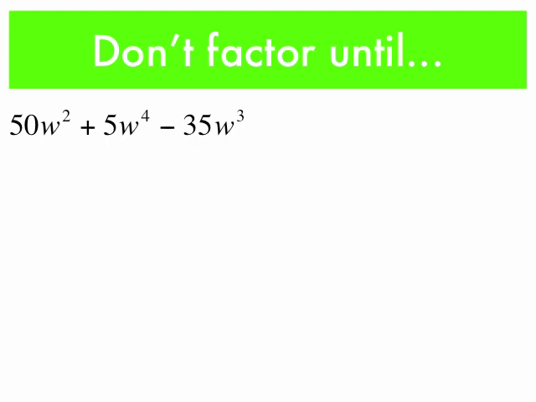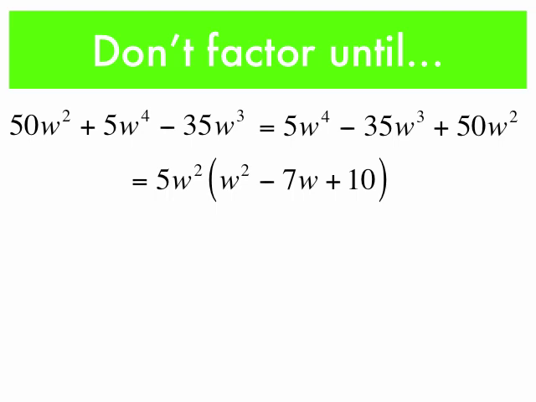Okay, 50w squared plus 5w to the 4th minus 35w cubed. Don't forget descending order first. Very good. And also, see if there's a greatest common factor. Everybody has a 5, and everybody has at least 2 w's. So I factor out 5w squared. The thing left over from the first term is a w squared. The thing left over from the second term is a 7w. And the thing left over from the last term is just a 10.